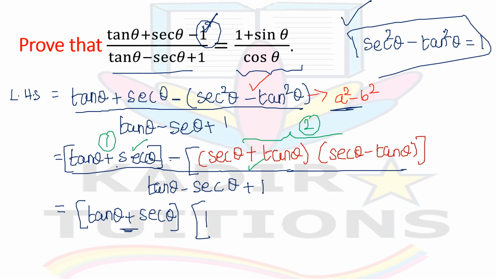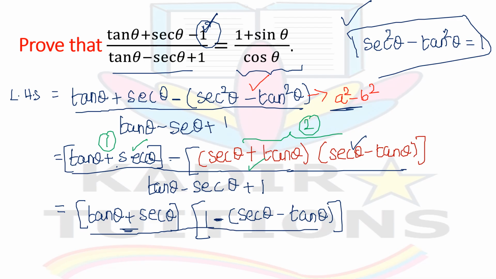In between, the minus sign is there, so we are putting the minus sign. And here what is left over? It is secant theta minus tan theta. Remember, just put it inside a bracket because we have a minus sign outside. Yes. So this is what we got after taking tan theta plus secant theta in common. We got the leftover as 1 minus the whole bracket secant theta minus tan theta. And our denominator is going to be tan theta minus secant theta plus 1.